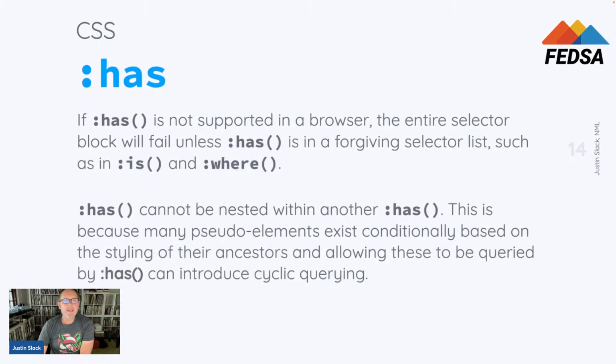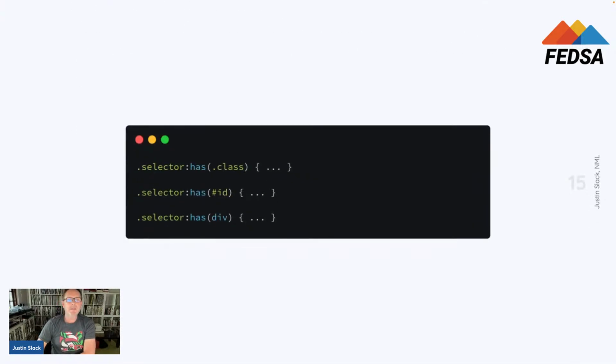All right, so when we're writing :has, we might do something like this. We'd have a selector as a class, and then we'd say, again, in the first example, does this selector have another class inside it? Then do something. Does the selector have an ID inside it? Then do something. Does the selector have a div inside it? Then do something.